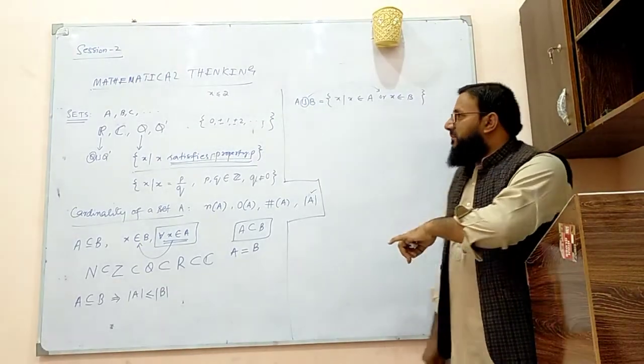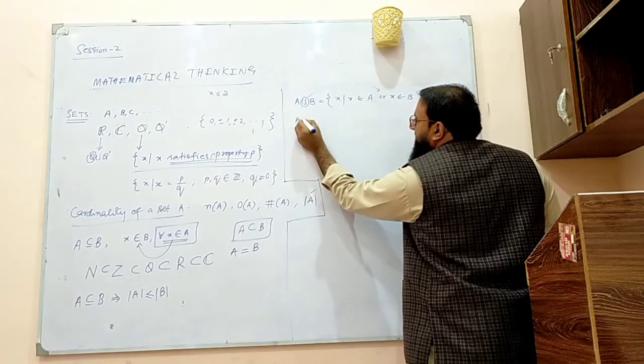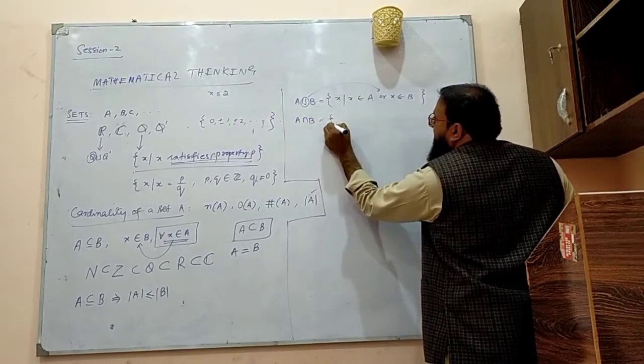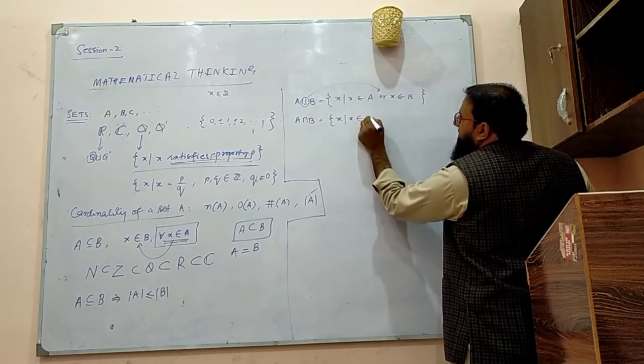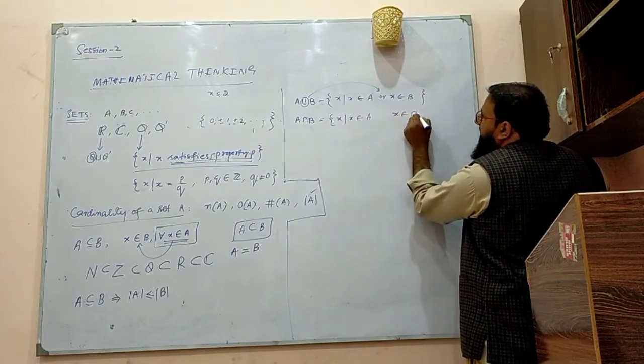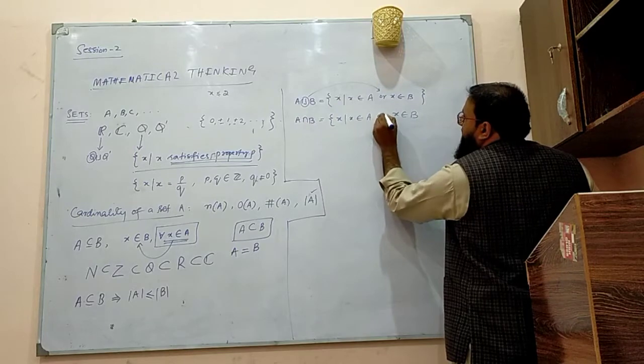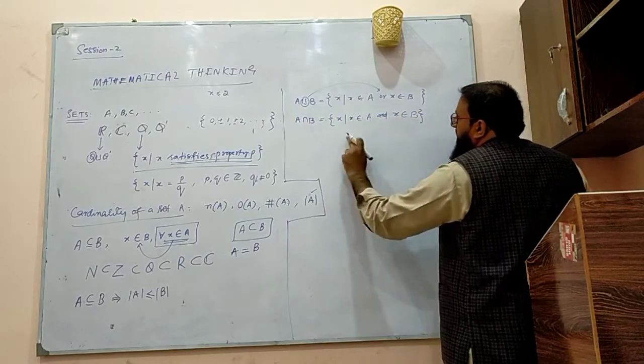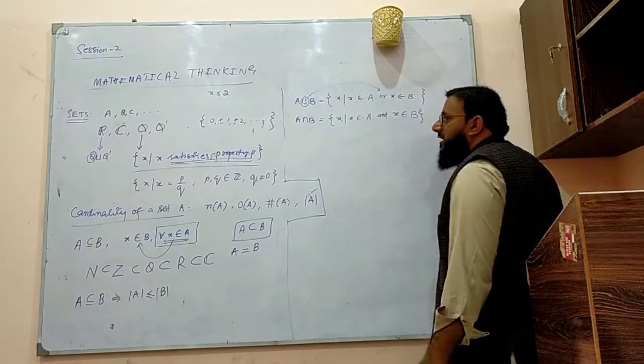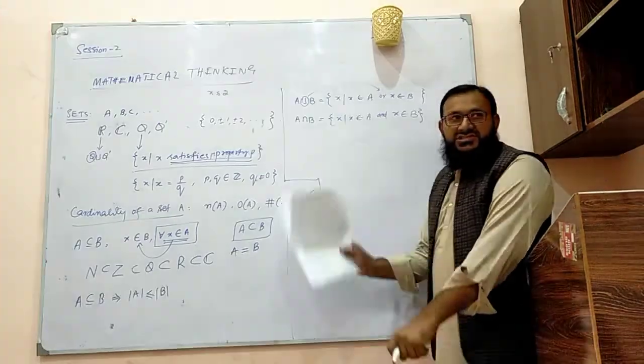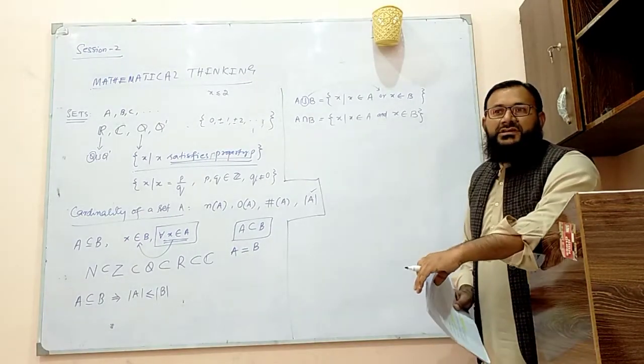But in the case of intersection, we have to write that x such that x belongs to A, x belongs to B, but in intersection it is going to be AND, because we are taking those elements which are common in A and B. So this is going to be the definition of intersection.